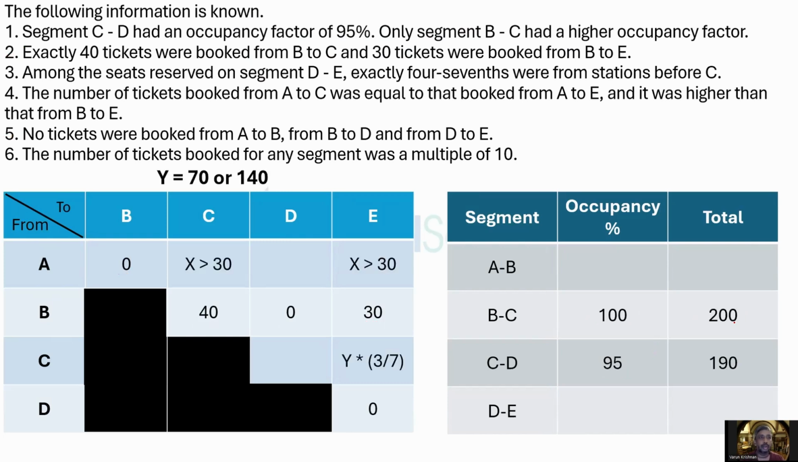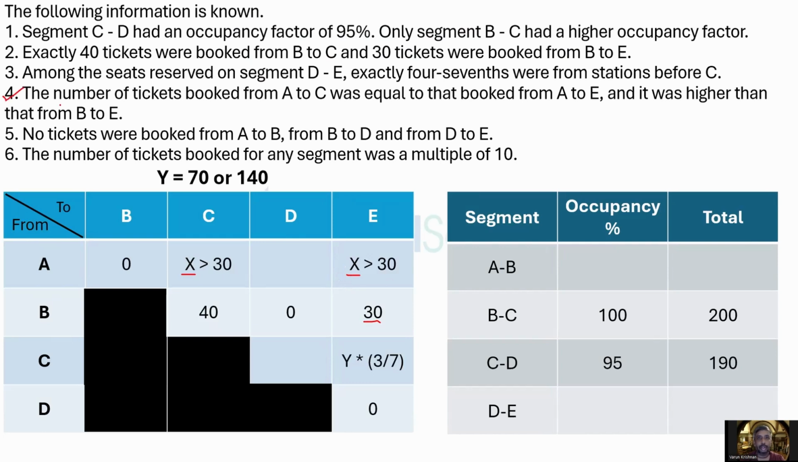Next, what I'm going to do is look at clue number 4. It says the number of tickets booked from A to C was equal to that from A to E. So I've taken the tickets from A to C and A to E as X and X respectively. Plus, it has been told to me in the clue that this was higher than the number of tickets booked from B to E. I know B to E total number of tickets booked is 30. So I can say the value of X has to be greater than 30. So that is how I am taking care of clue number 4.